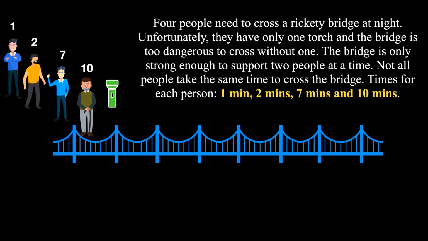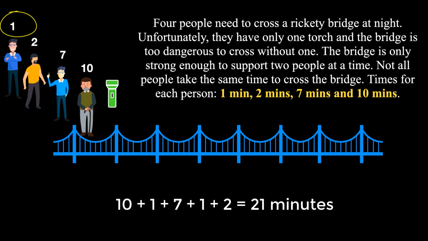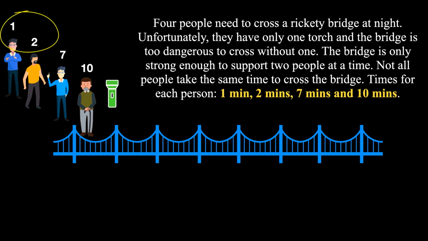Were you thinking of using the fastest person who takes 1 minute to travel to and fro till everyone has reached the other end? Yes, that can be done, but it will take 10 plus 1 plus 7 plus 1 plus 2 equals 21 minutes in total. If you pay attention to finding a way to merge the one taking 7 minutes and the one taking 10 minutes, we will have to acknowledge the fact that one of them will also have to return back, which will take much more time than 21 minutes. What if we use the person taking 2 minutes to escort the one taking 1 minute across?